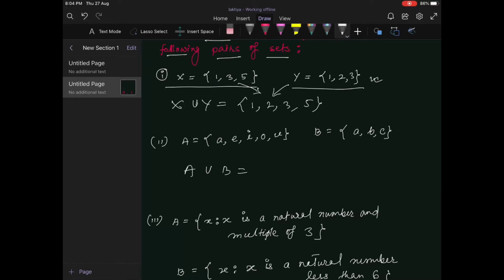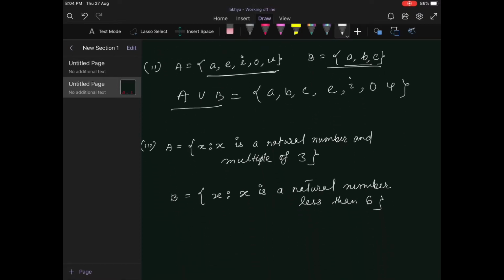Similarly, here A union B will give you, here you see A, E, I, O, U, here A, B, C. So you have to write A, B, C, then E, I, O, U. This set A union B includes all the elements present in A and B.